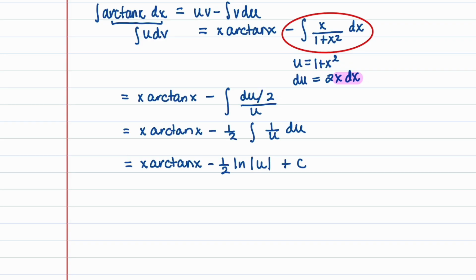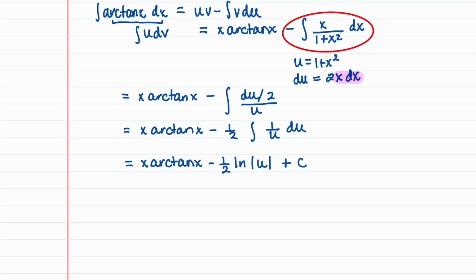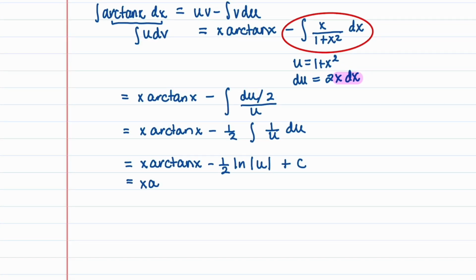Now let's go ahead and plug back in what u is. So this is x arc tan x minus 1/2 natural log. Now, let's go back up here to the right-hand side at the top. There's our u. Notice that it's 1 plus x squared, so it's always going to be positive. So we can drop the absolute value sign. And this becomes 1 plus x squared. And then we'll put our plus c there, but in a second here, we're going to get rid of that.